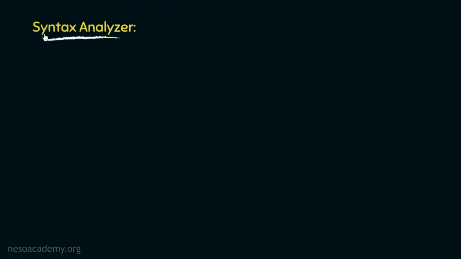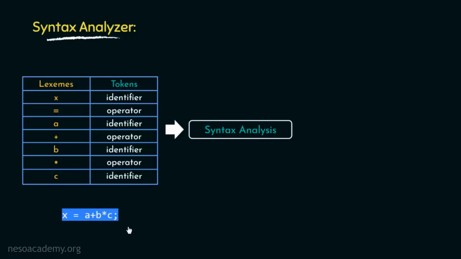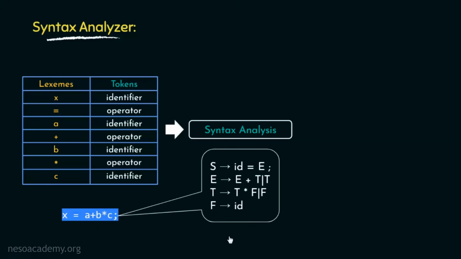Here, the syntax analyzer, also known as the parser, is in control. The stream of tokens is passed to the syntax analysis phase. The syntax analyzer depends on the type 2 or context-free grammars. For this particular expression, these are the CFG production rules that the parser will use in order to form the parse tree. Let me illustrate the formation of the parse tree.